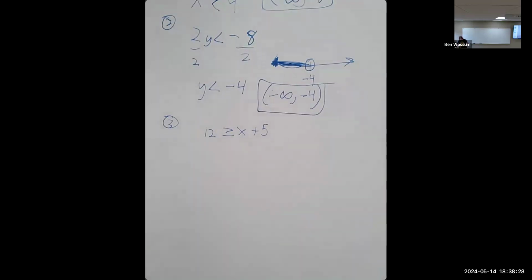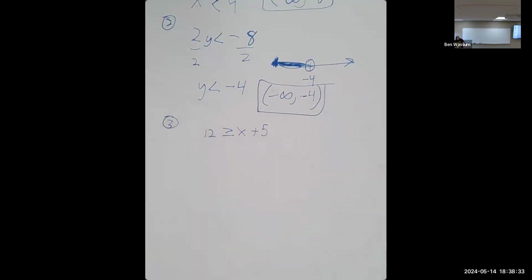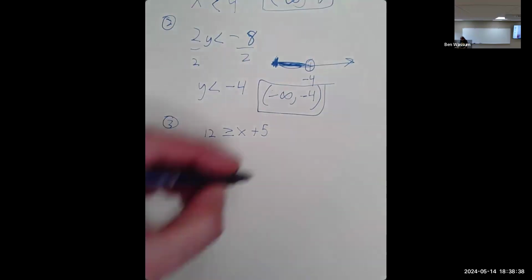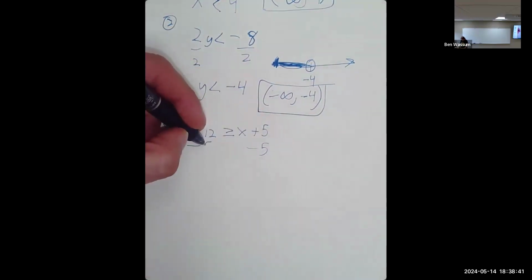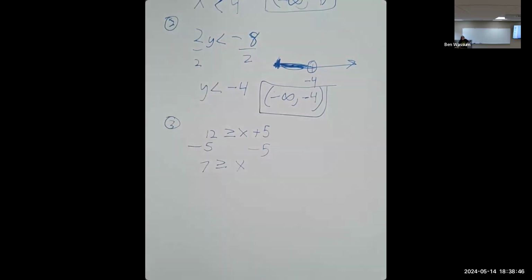Okay. So we got 12 is greater than or equal to x plus 5. That's also an easy one to solve, right? You just gotta get the x alone. Subtract the 5 off. So 7 is greater than or equal to x. They knew the goal. Yeah, so 7 is greater than or equal to x.